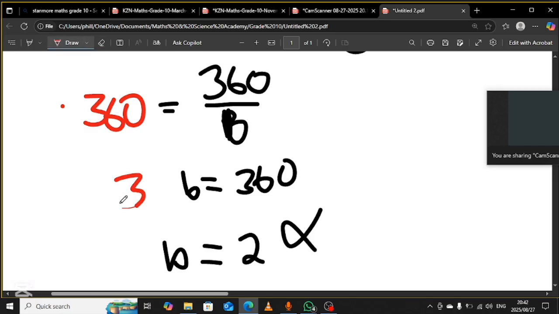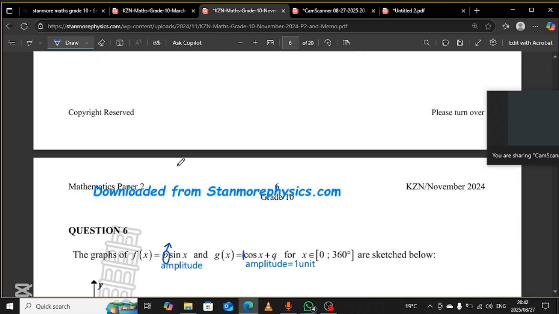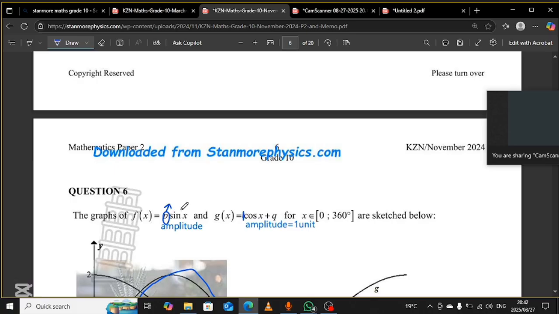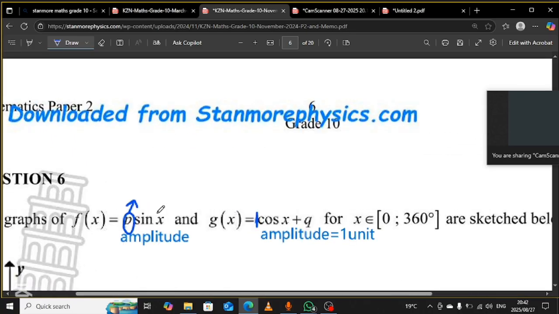Then you're going to cross multiply, so this is going to be 360. And then what is your b? Your answer is going to be 1, which is true. Look at sine x here: next to x, there's actually a 1.